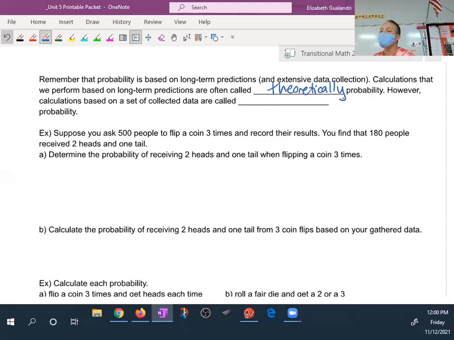However, calculations based on a set of collected data, just a little bit of data, are called, anybody have an idea there? I said theoretical. The other one? Theoretical probability, and then what? Experimental. The idea behind this is that theoretically something could happen, but experimentally it maybe didn't.